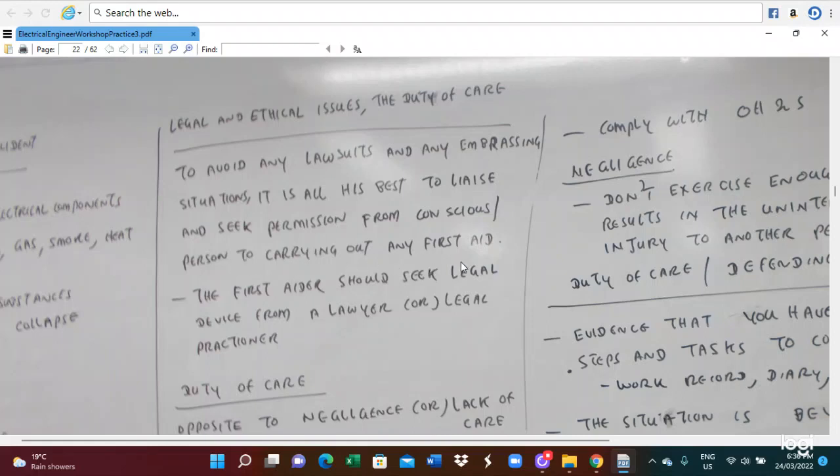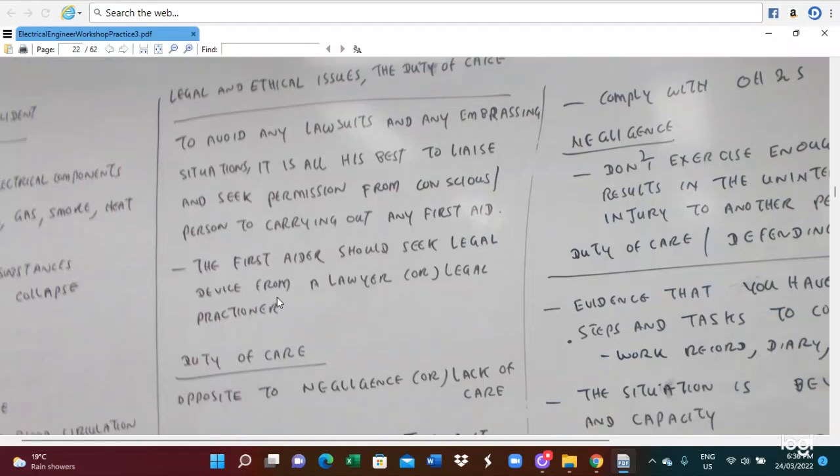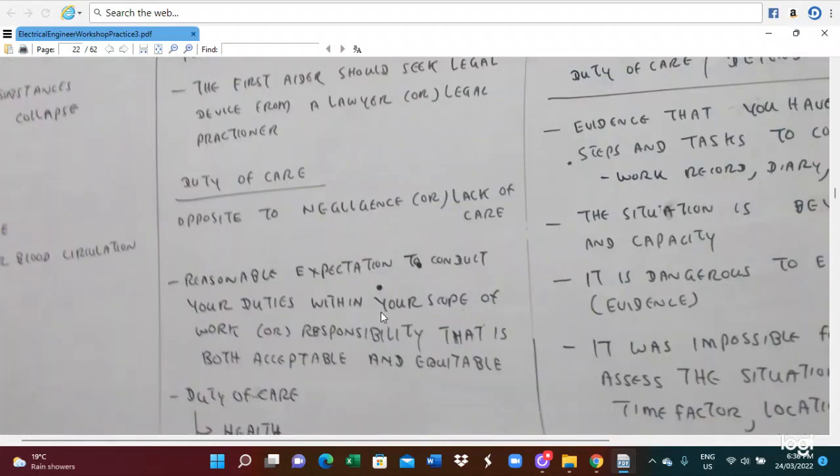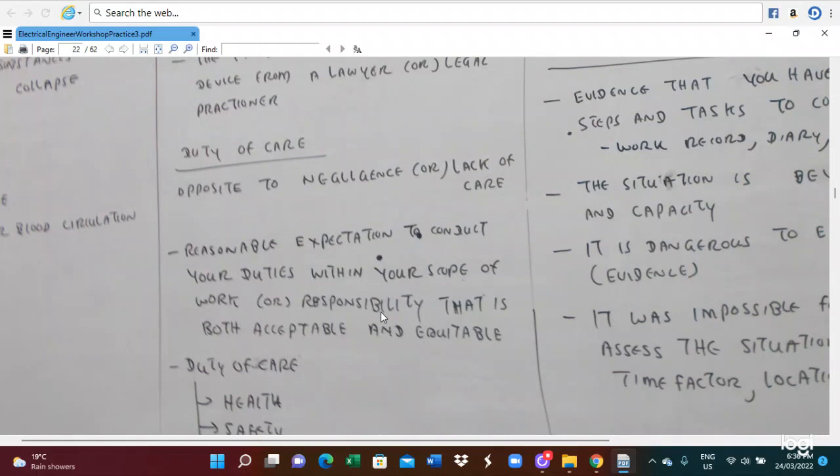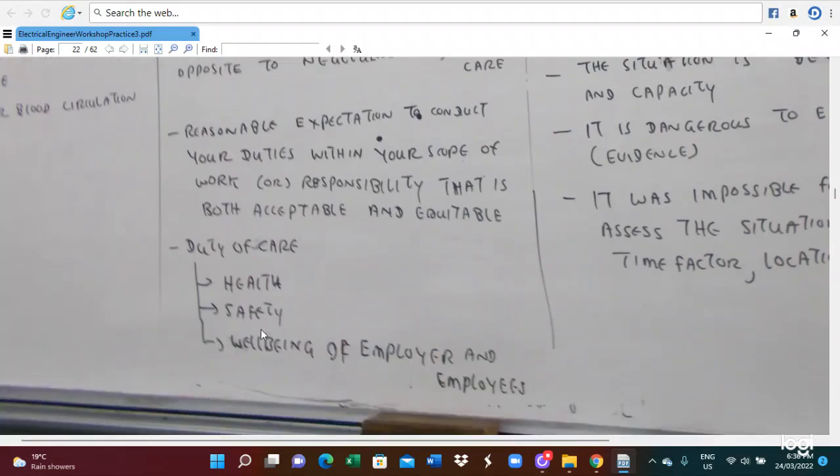This means that if you want to treat a person, you have to take permission from their relative or the nearby people. First, you should seek legal advice from a lawyer or a legal practitioner. The duty of care is the opposite of negligence or lack of care. It is a reasonable expectation to conduct your duty within the scope of your work or responsibility, that is both acceptable and equitable. So this is the duty of care.